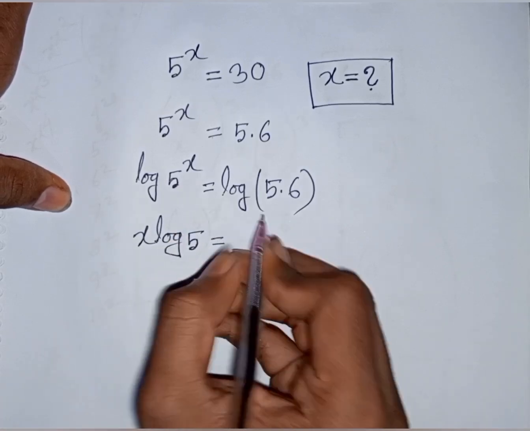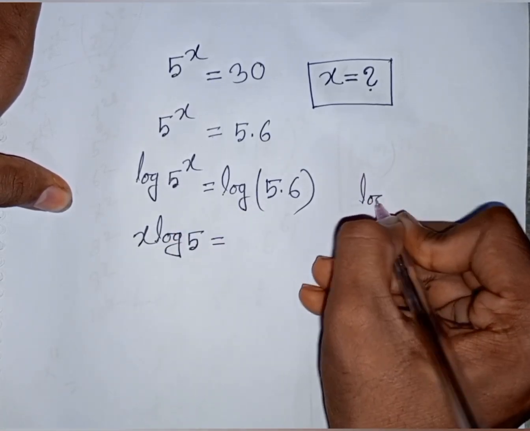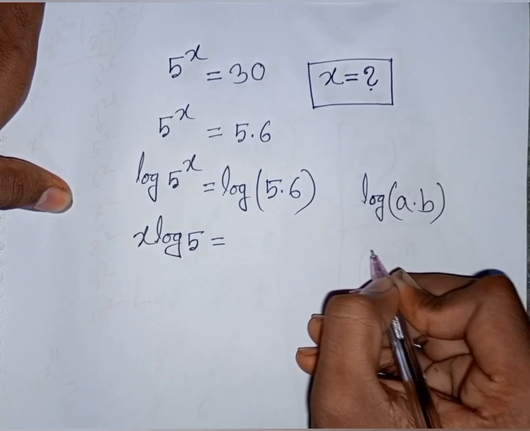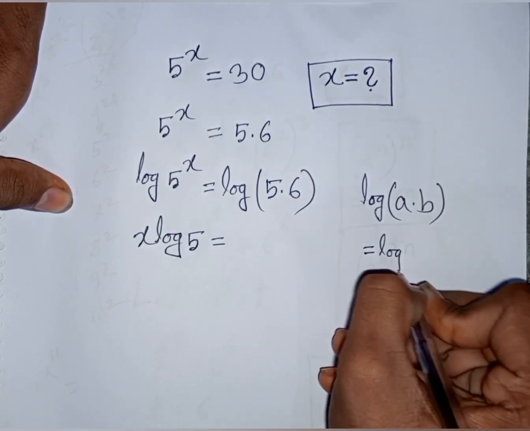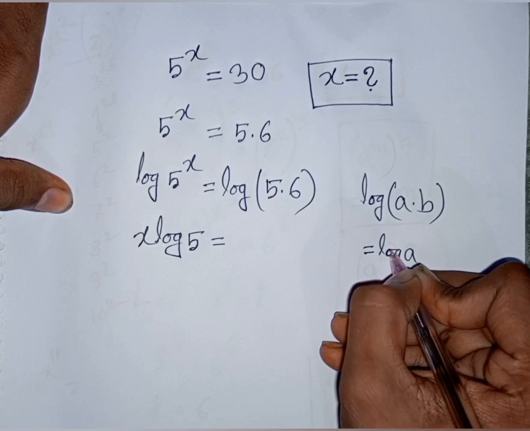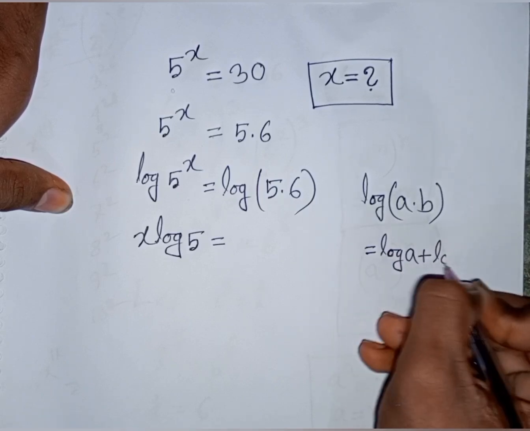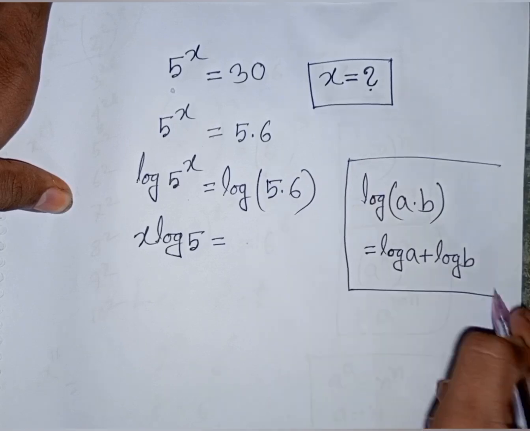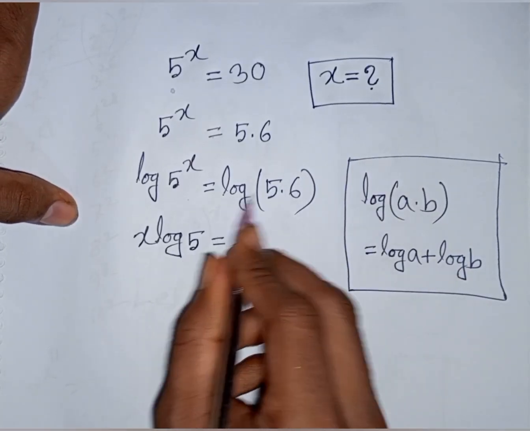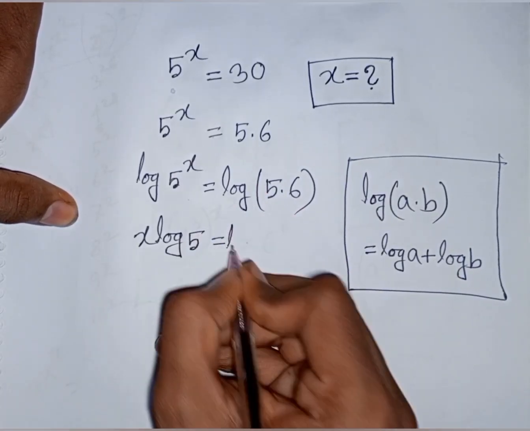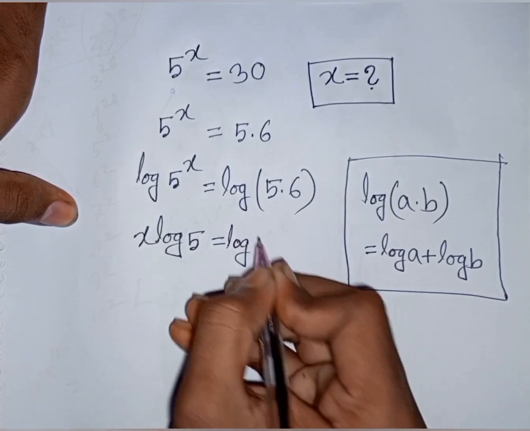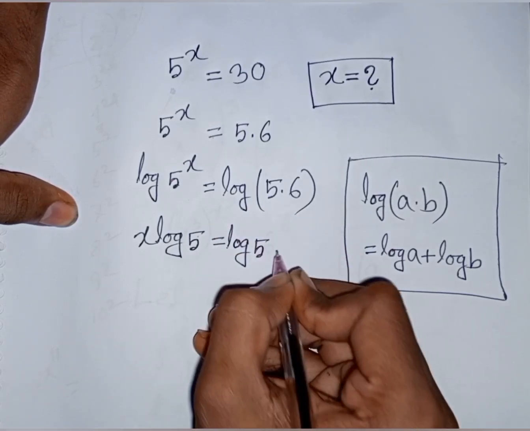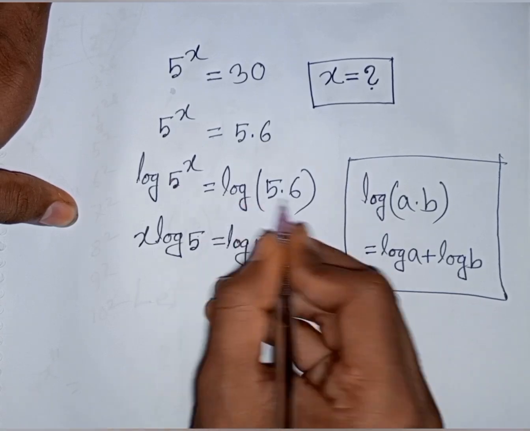is equal to, here you can apply this formula: log of a times b is equal to log a plus log b. So log of 5 times 6 will be log 5 plus log 6.